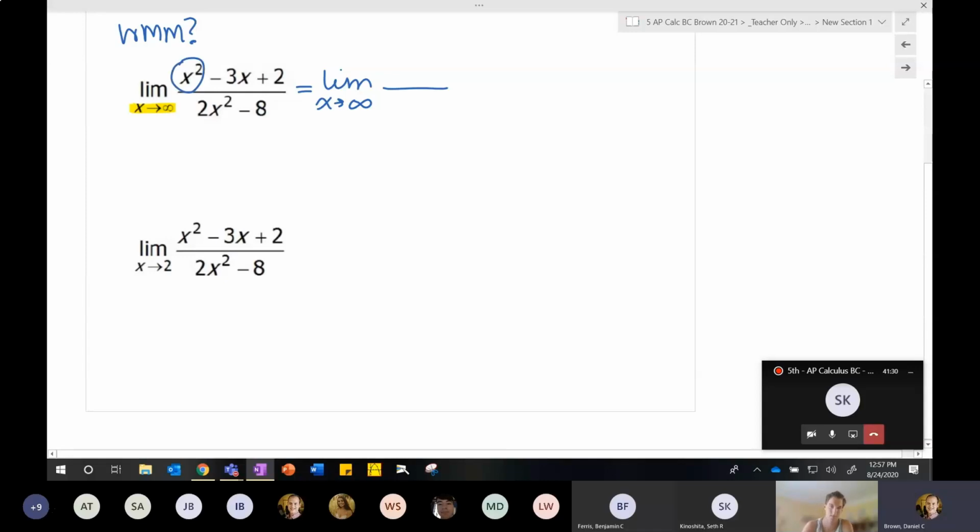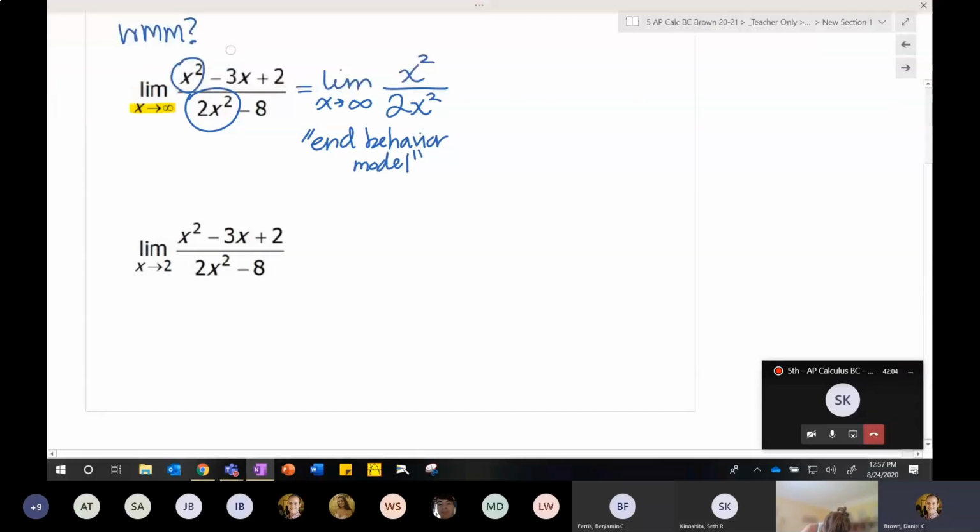If you have a polynomial, it's always going to be the highest degree or exponent. So in the numerator, only x squared matters. In the denominator, what looks like it's going to matter? 2x squared. Taking 8 away from infinity is not going to do anything. And so this answer I have in blue is sometimes called in calculus the end behavior model, because it represents what's happening at the extremes, at plus or minus infinity.